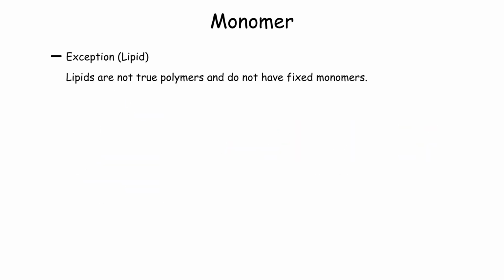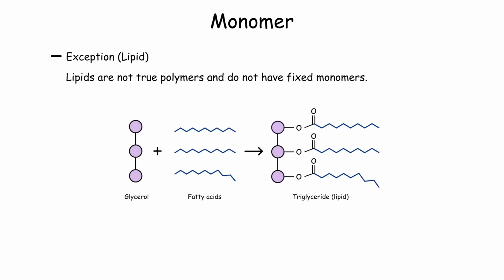Lipids are not true polymers, so they do not have fixed monomers in the same way proteins or nucleic acids do. However, many common lipids, such as fats and phospholipids, are built from glycerol and fatty acids. So, while monomers are very important for understanding biomolecules, we should remember that lipids are an exception. Now that we understand this basic idea, let's start with the first group: carbohydrates.